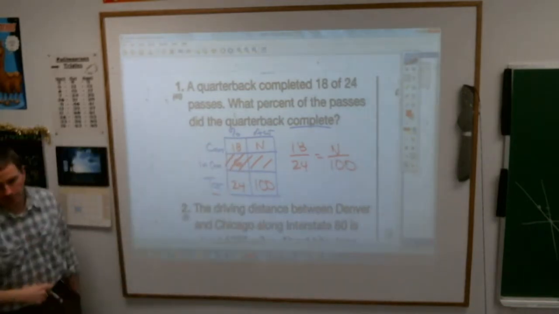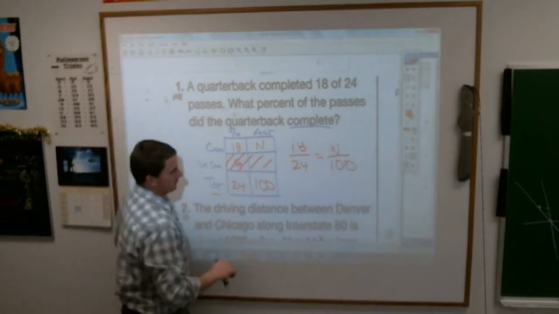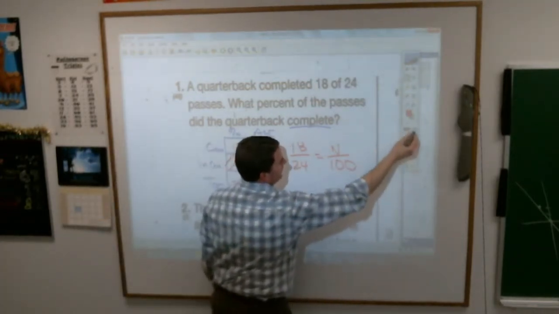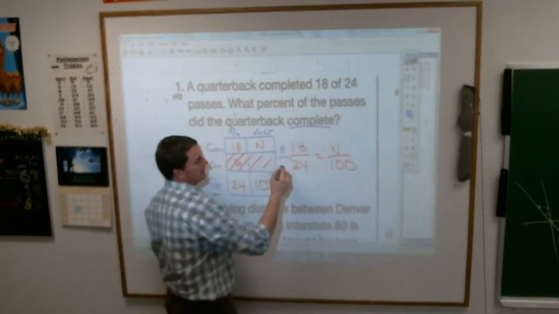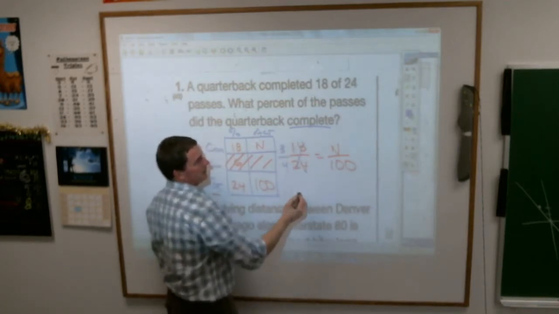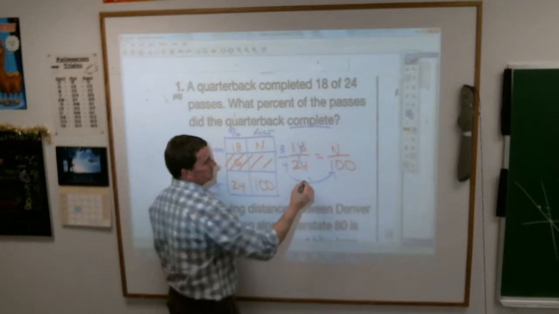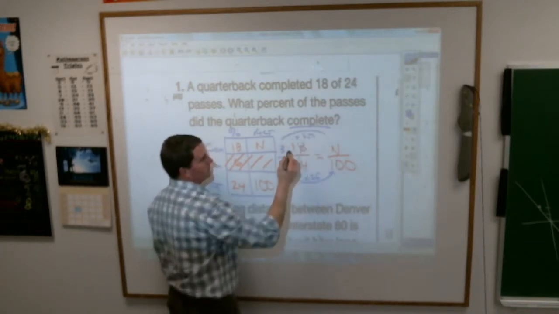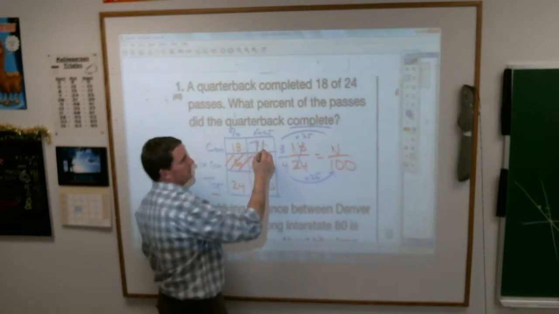Easiest way to do that one? Jacob? Yeah, 6 goes into both 18 and 24. So you end up dividing by 6, 3/4. And then 4 times what is 100? 4 times 25. So 3 times 25 is 75%.